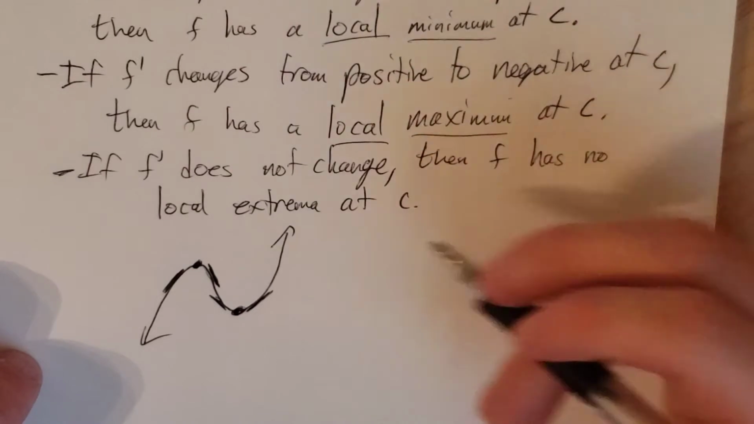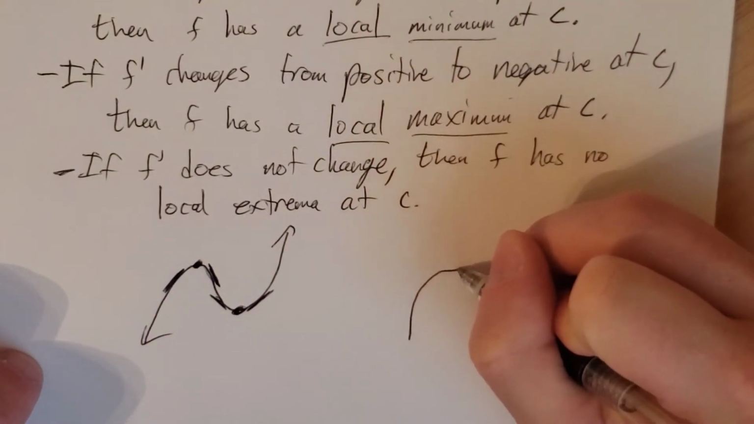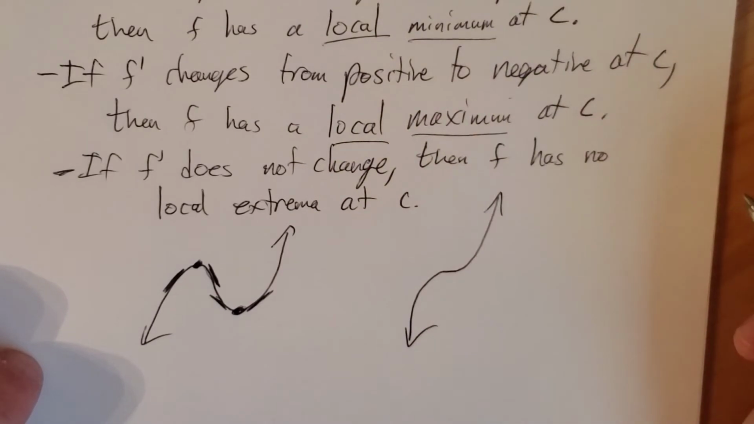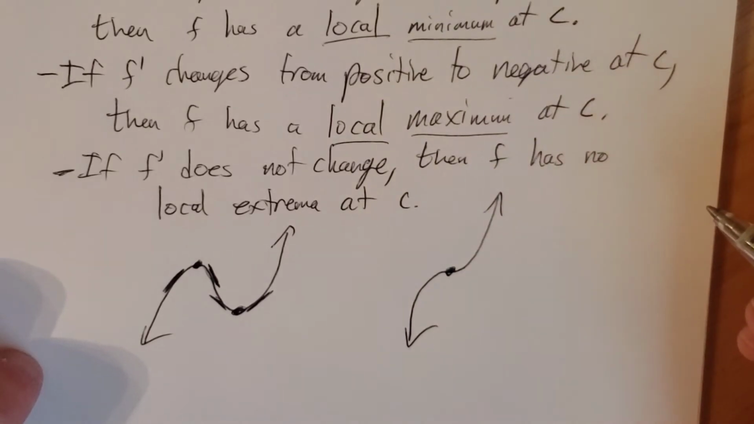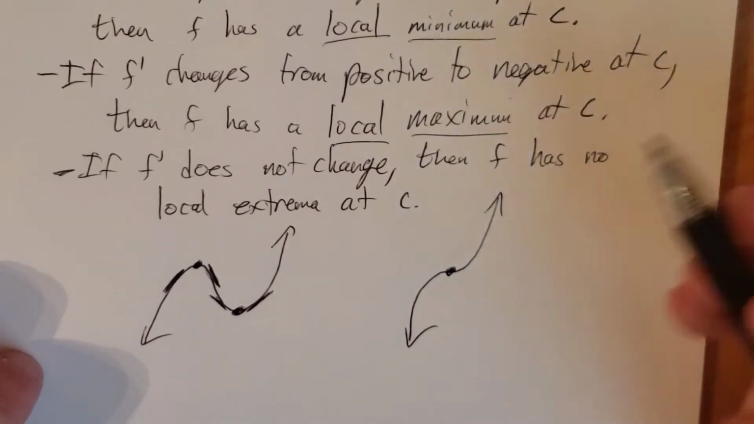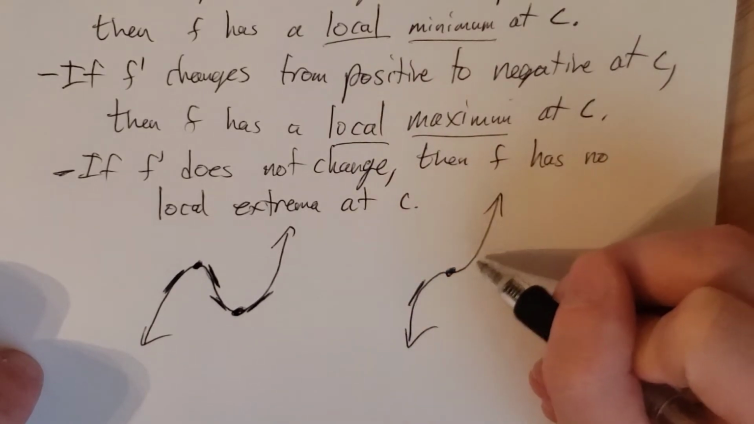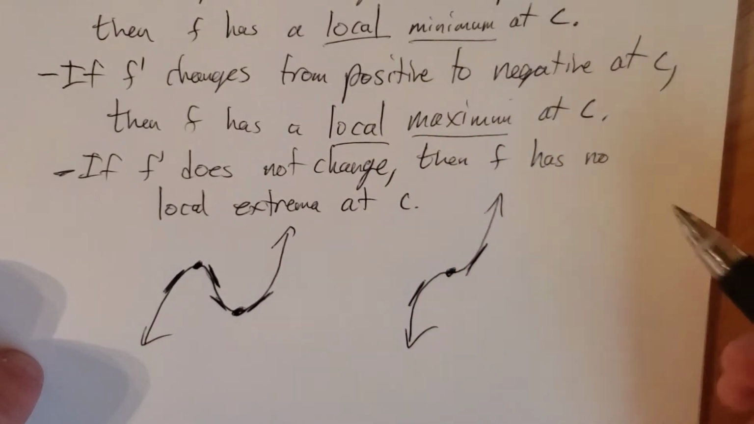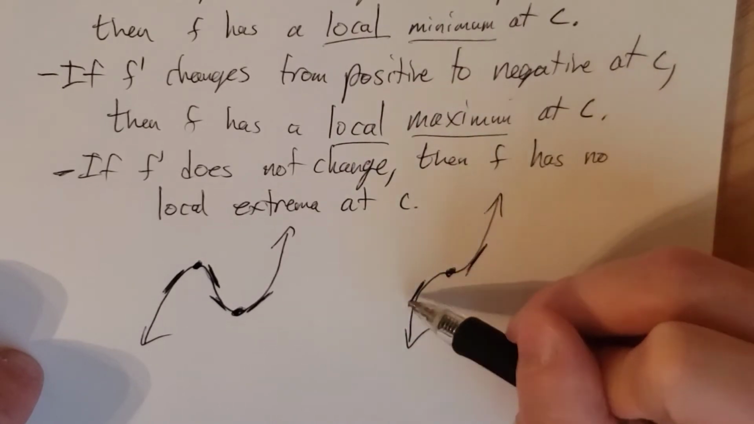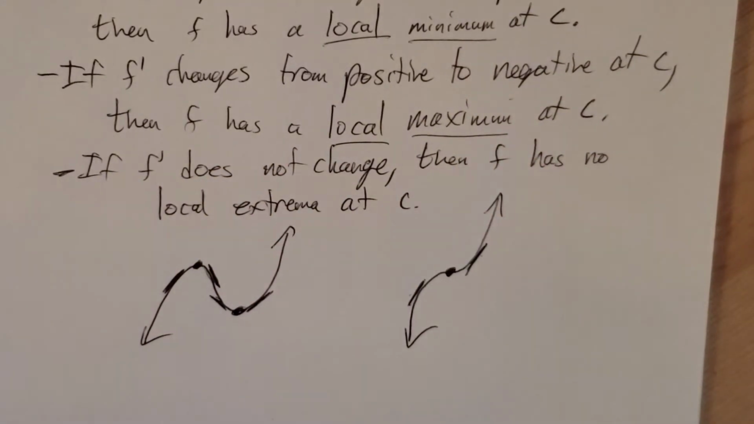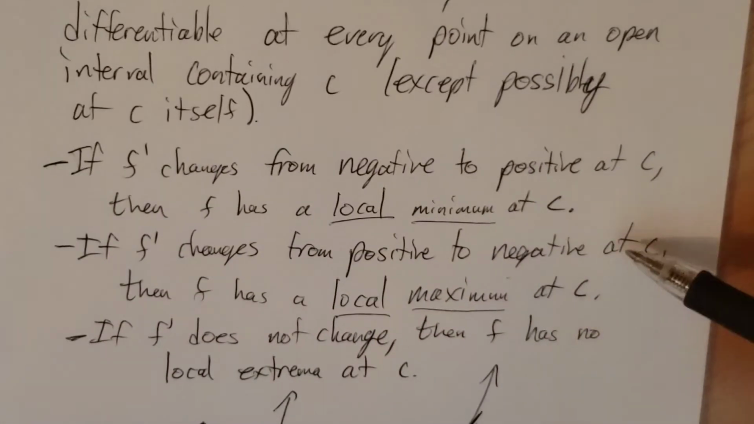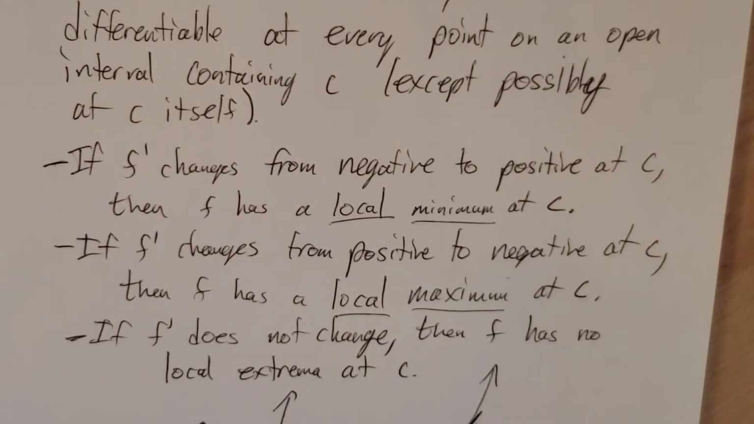Now suppose we have something like y equals x cubed, which would look like this. Right here, we have a horizontal tangent line, so the derivative is 0 at x equals 0. But to the left, we have an increasing function, so a positive slope. To the right, we have an increasing function, so a positive slope. Notice it doesn't change, it's positive and then positive again, and so we don't have a local extrema there, as in there's no maximum or minimum at that point. And that's all this first derivative test tells us, those three things.